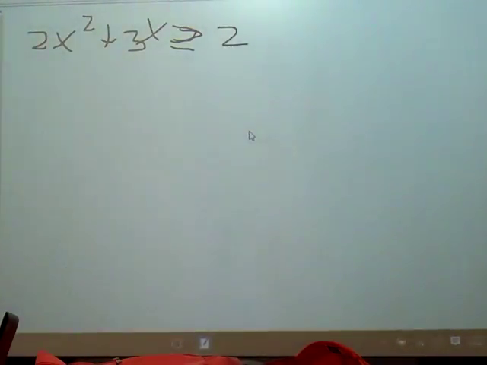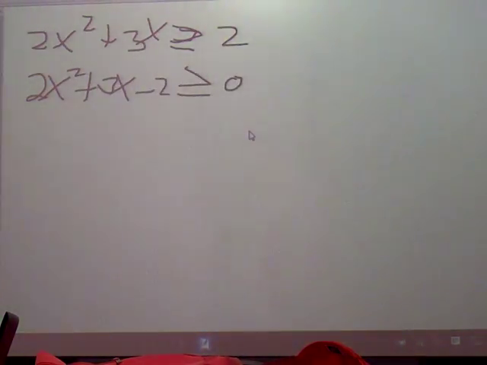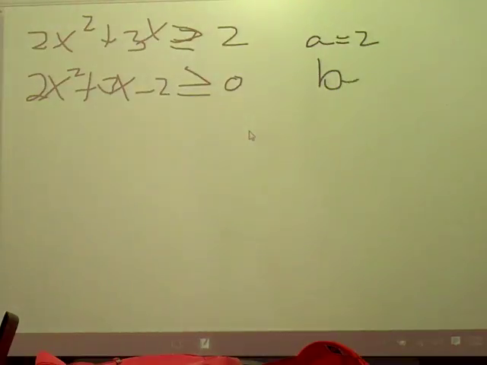So what would be my first move to get it ready for the quadratic formula? Good, Caitlin, we're going to set it equal to 0, so we're going to move that 2 over. So we would have 2x squared plus 3x minus 2 is greater than or equal to 0. Now we know we've got an a of 2, a b of 3, and a c of negative 2. We're not doing anything different yet. This is all stuff that we've done last week. Plug that in the quadratic formula and solve.